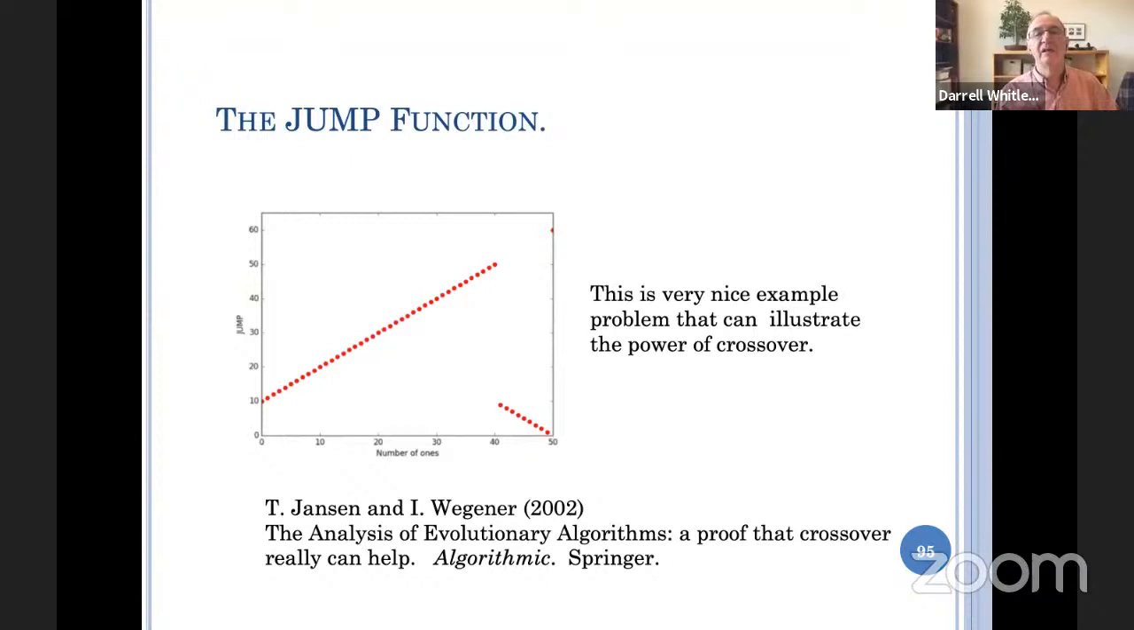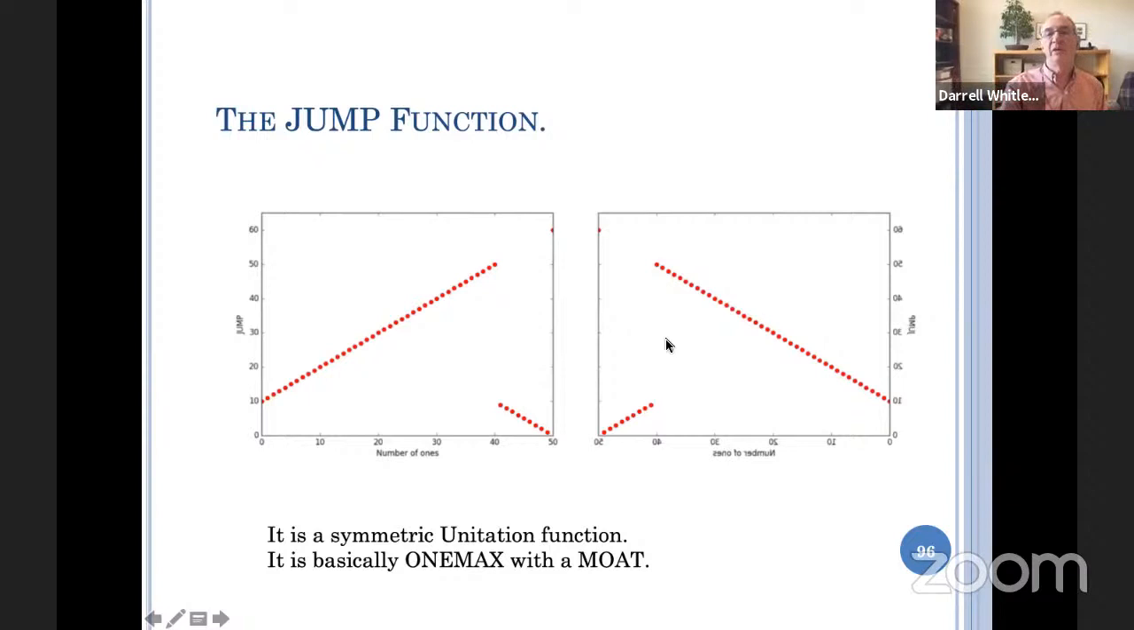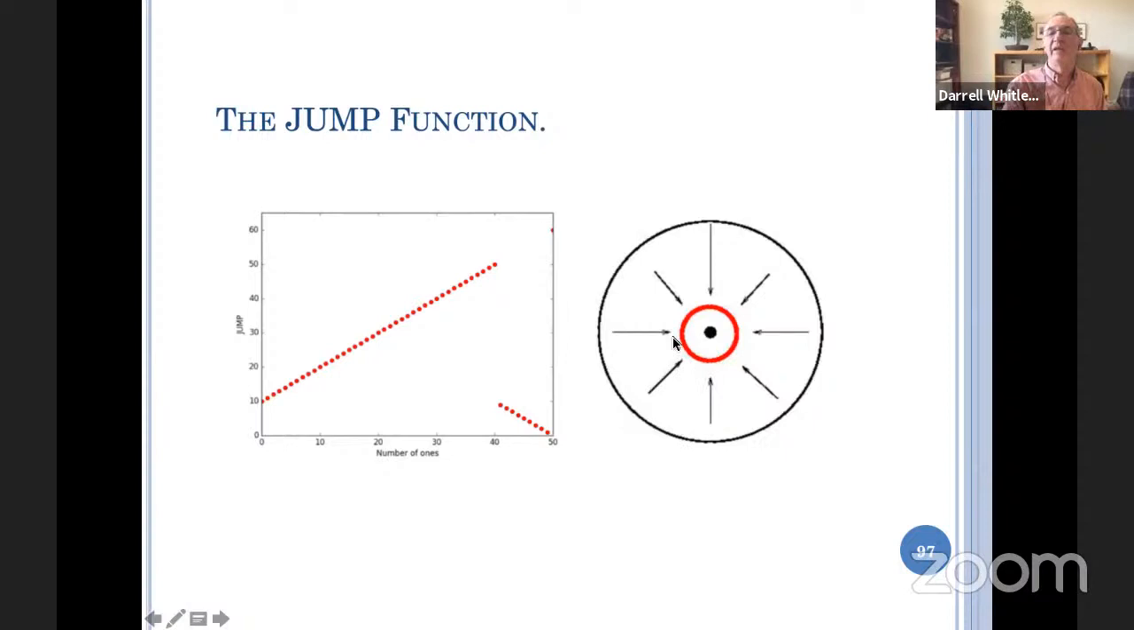This is a nice little problem. It's basically a one max with a moat. The question is, can crossover help you jump from this point to that point? It's actually a symmetric problem, so we can rotate this. And in fact, if we do rotate it, we should think about it this way. We're climbing a symmetric hill, and then there's a moat, and we have to jump from the moat to the center.